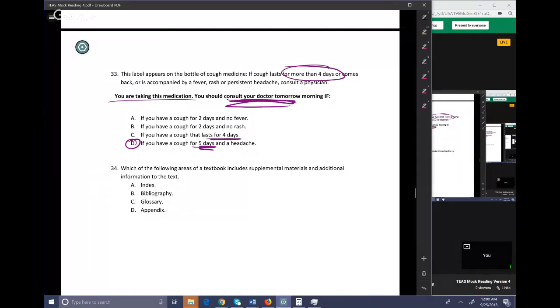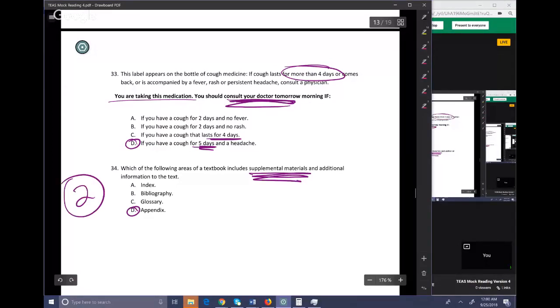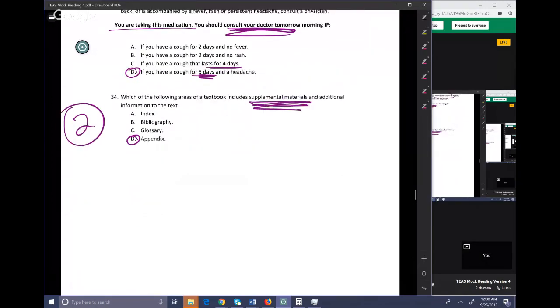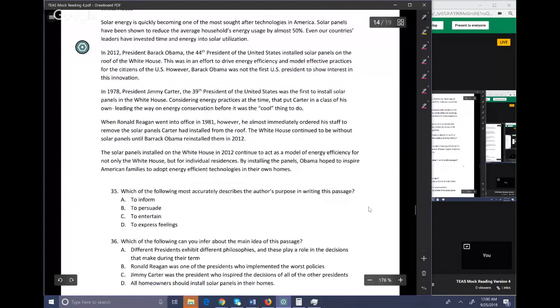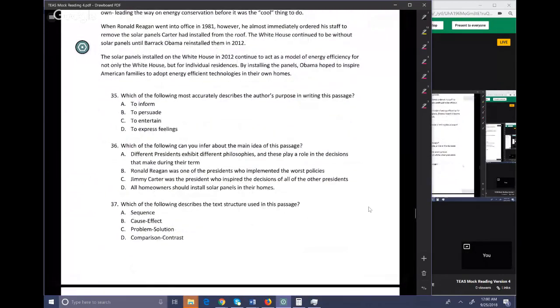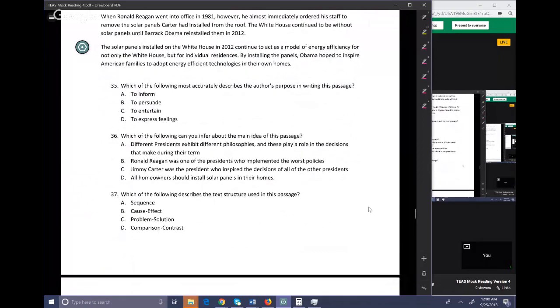Which of the following areas of a textbook includes supplemental materials and additional information to the text? That is appendix. All of those are covered in your original Reading 2 class. So every single one of those passage types, as well as source types, as well as primary sources, all of those are covered in your packet so that you can study and memorize all of those.